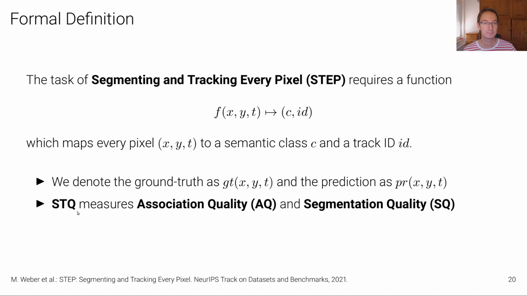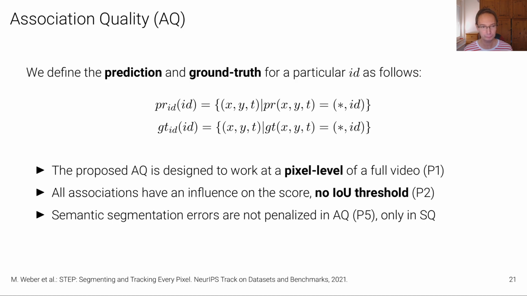And our metric measures both the association quality and the segmentation quality separately to decouple the two problems, and then combines them using the geometric mean. Let's first have a look at the association quality. We define the prediction and the ground truth for a particular ID as follows. So for example, for the prediction of a particular track ID, we consider the set of all the pixels over space and time. This is a space-time tube, a space-time segmentation, if you will, where the prediction at (x, y, t) equals any class, in this case any trackable class actually only, and the ID corresponds to the ID that we seek. And the same for the ground truth.